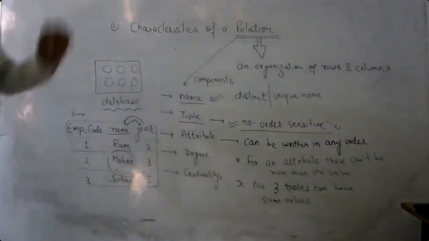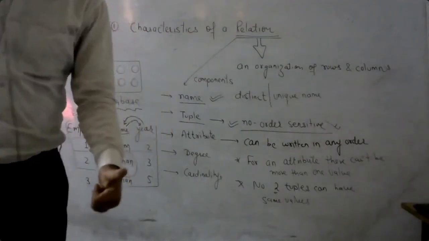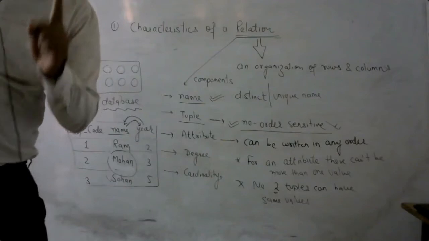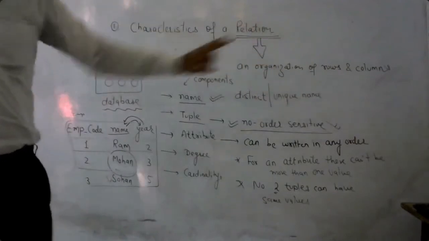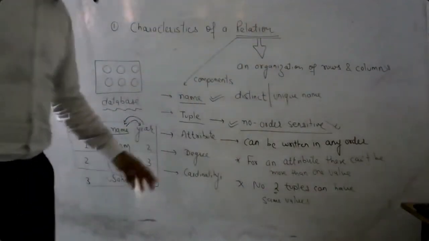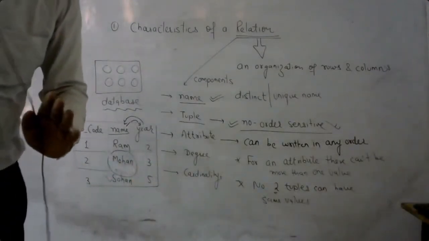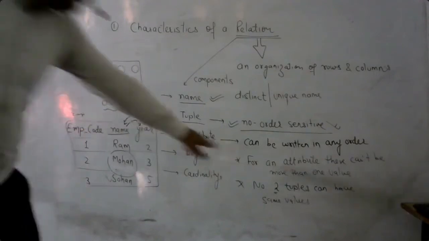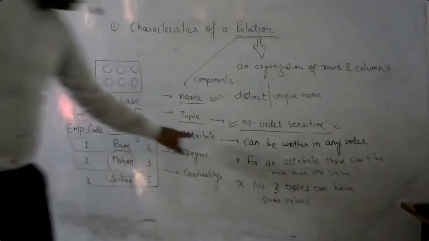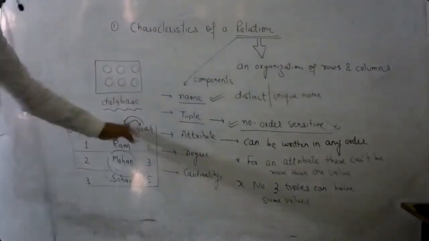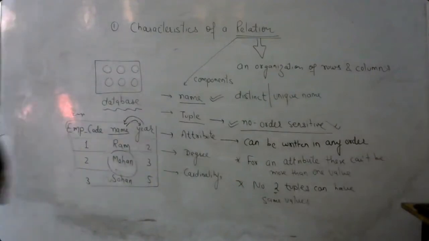Now, when we talk about the various components, every relation must have a name, and its characteristic is that each and every relation in a database must have a distinct or unique name. So that is the very first characteristic. The second characteristic is that the order of the tuples is not sensitive. Not order sensitive means the tuples can be written in any order. The third characteristic is that attributes can be written in any order, but it all depends upon the developer who develops it.